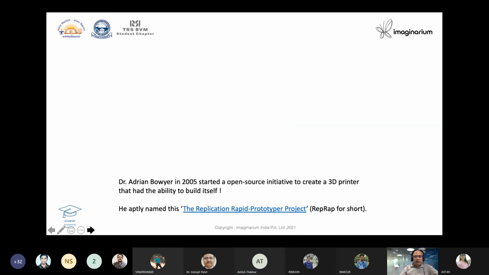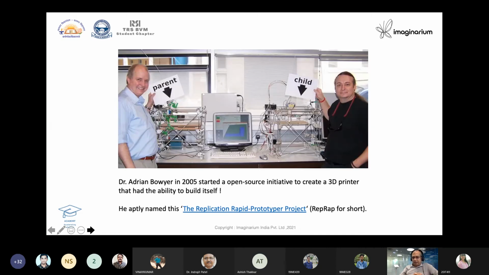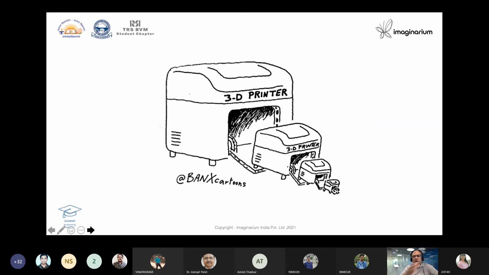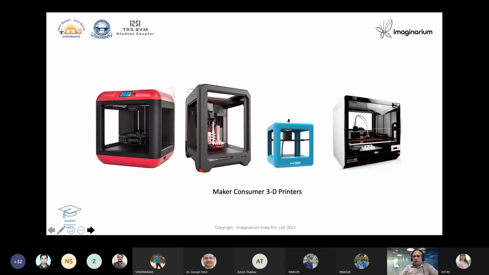It was Dr. Adrian Bowyer in 2005 who started something called a printer printing itself, a parent and a child. The Replication of Rapid Prototyper project, the RepRap project, opened up the floodgates of this maker movement, the so-called open source 3D printers. So much so, people came out with this cartoon that a 3D printer prints itself. Though it is not the same way we can do, today it has given rise to various types of 3D printers we can see in the market.